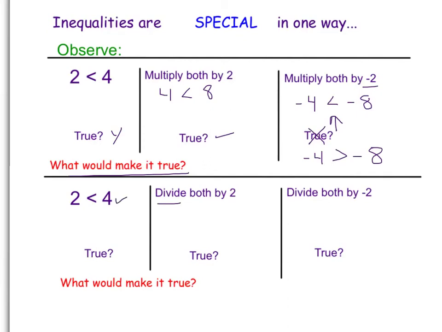But if we divide both by 2, 1 is less than 2, that still makes a true statement. So if we divide both by negative 2, though, that would give us negative 1 is less than negative 2. It no longer makes a true statement. We would have to flip our sign to have negative 1 is greater than negative 2.